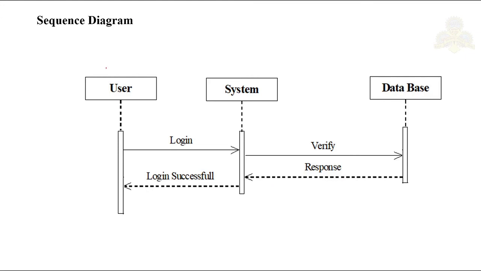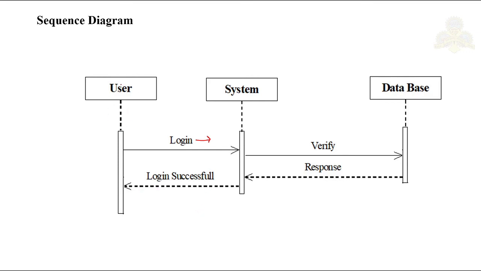So for example, let's consider this simple login system. Now, this user, system, and database can be simultaneously active. First the user will enter the credentials. That is a login message. Credentials would be sent to the system. The system will verify in the database whether he has given proper credentials or not. In response, the database verifies whether the credentials are correct or not, and if it is correct, a successful login message would be sent to the user, or else it would give an error message.